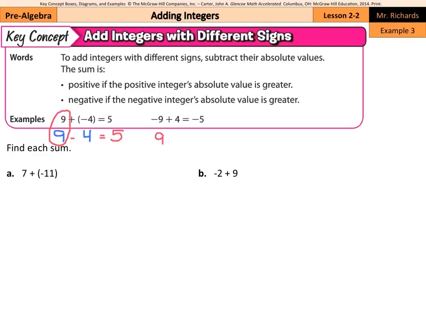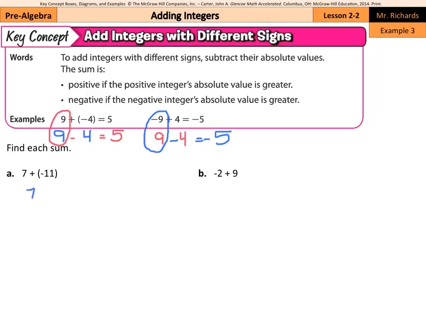In the next one, we'll have 9 and 4 as absolute values. However, this time, with the 9 being larger than the 4, 9 minus 4 is 5. But our answer is going to be negative since the negative integer's absolute value is greater here. Let's take a look at some other examples.